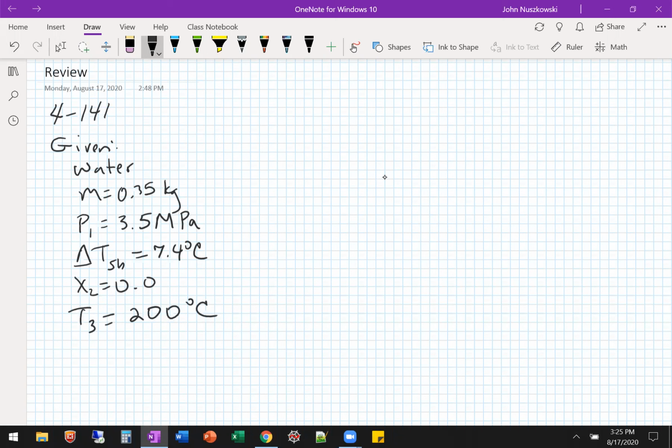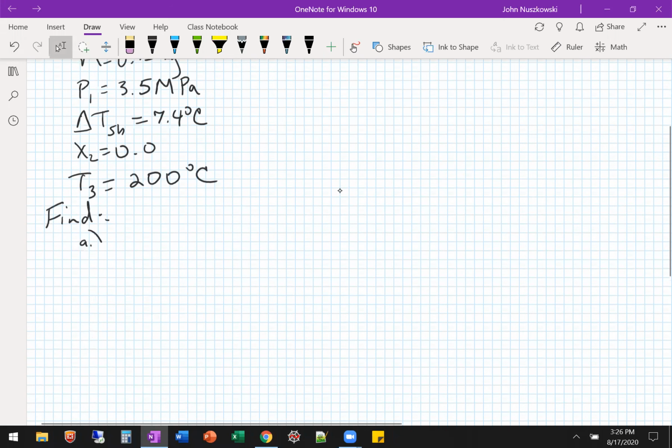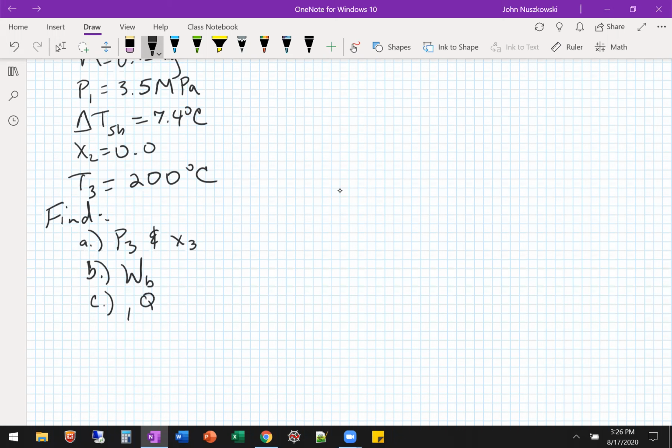They want us to find P3 and quality at 3, if it's a mixture. B is the boundary work. C is the heat transfer from 1 to 2, I'll call that. And then D is the total heat transfer. So that's the heat transfer from 1 to 3.